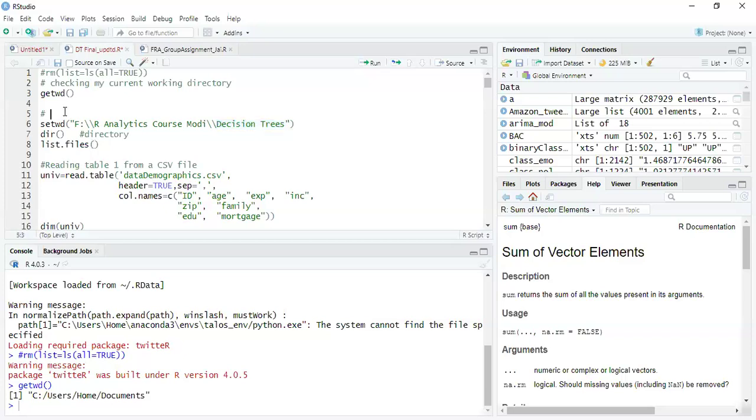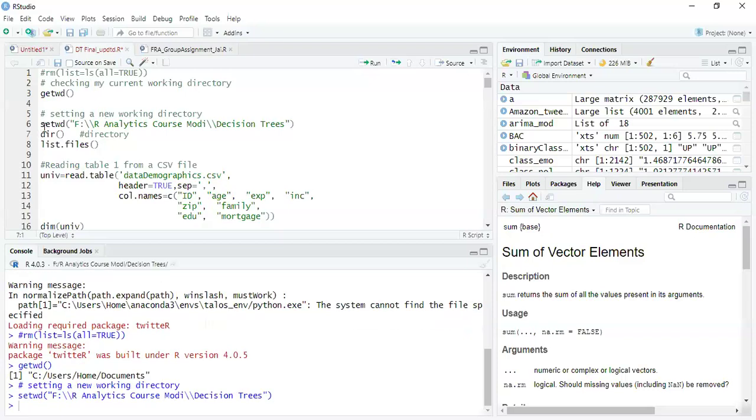So now I should set a new working directory. Setting a new working directory. Good. Let me execute. Please go through that. I will do some coding, I will stop and I will take questions.